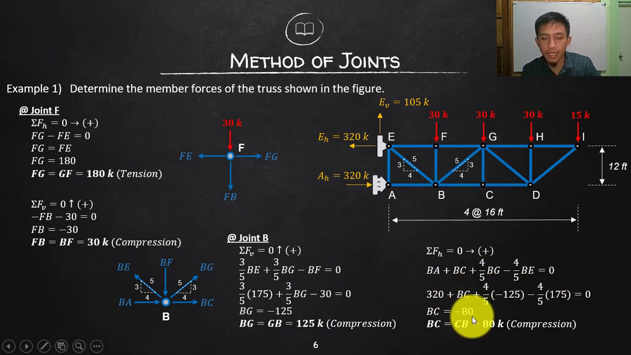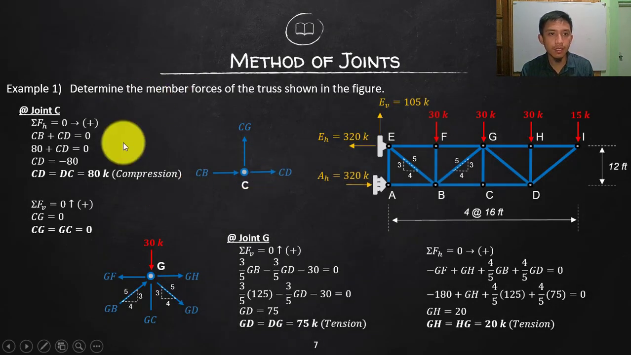So simple algebra, calculate, transpose. BC is a negative 80. So again, negative means the opposite. So my assumption of tension in your BC will be the opposite, which will be compression. So BC is equal to CB, 80 kips compression. So now let's move to joint C.